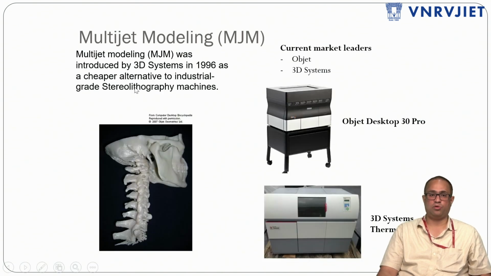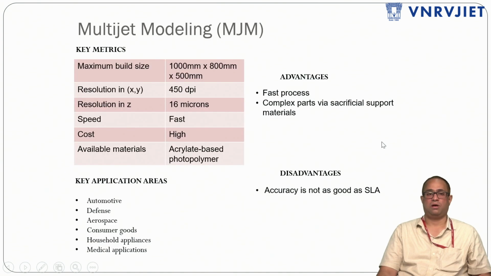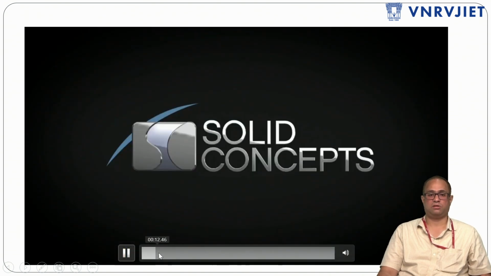It was mostly developed by 3D Systems in 1996, and you can see the multi-jet printing. Coming to the maximum build size, 1000 by 800 by 500, the resolution is 450 dpi and 16 microns, and the cost is high. Key application areas are automotive, defense, aerospace, and medical applications. Coming to the drawbacks, accuracy is not as good when compared with the SLA process. Now a small video of this polyjet.